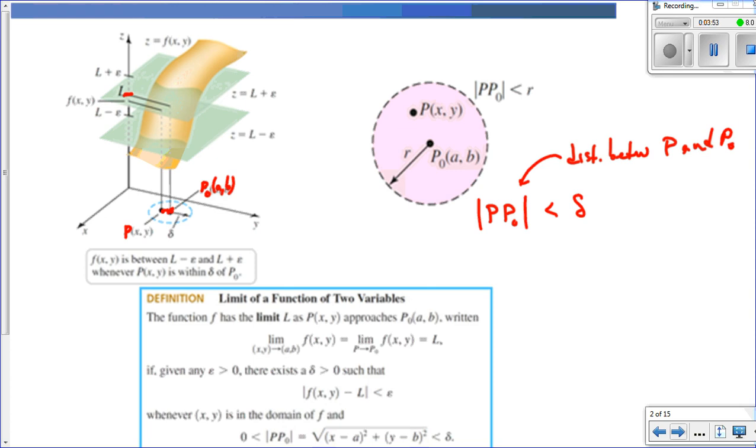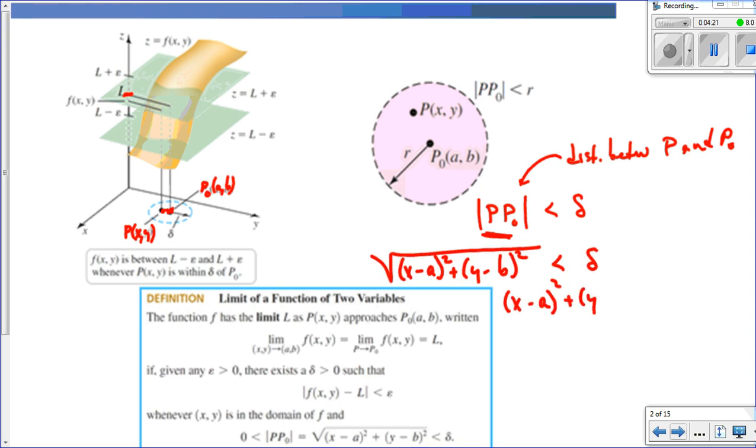Well, now the distance between these 2 points we can find using the distance formula. If P is represented as X comma Y and P naught is A comma B, then this distance is the square root of X minus A squared plus Y minus B squared. And we want that distance to be less than delta. Now look at what this has given us. If we squared both sides, we have x minus a squared plus y minus b squared less than delta squared.